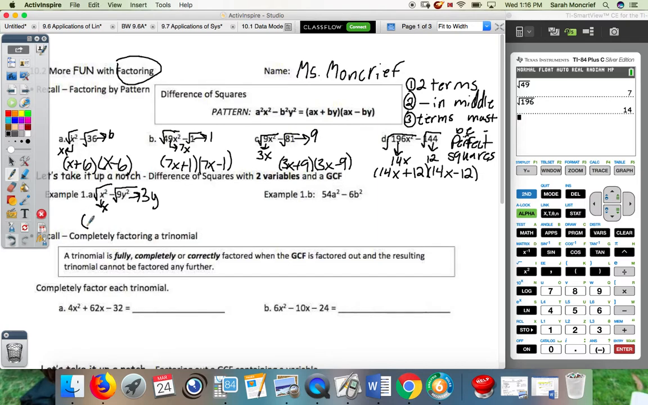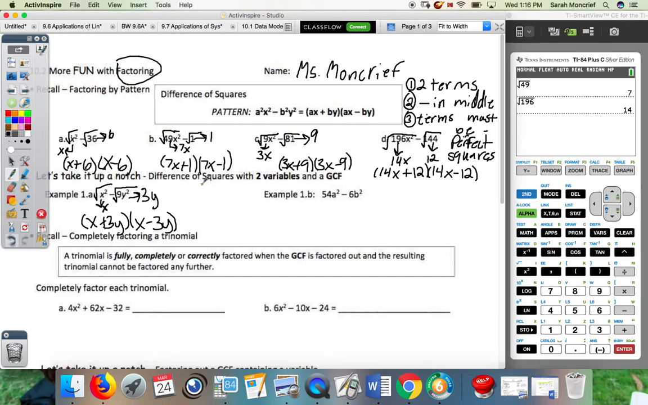So that means we have two terms that were perfect squares, and we got the square root of them, so it will be x plus 3y and x minus 3y. And there you go. It's the same thing, but it's just throwing in a new variable. You're not doing any different steps other than still taking the square roots.